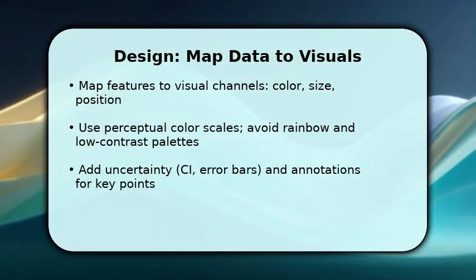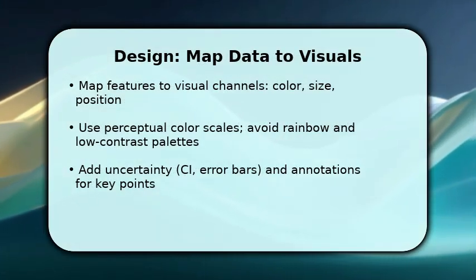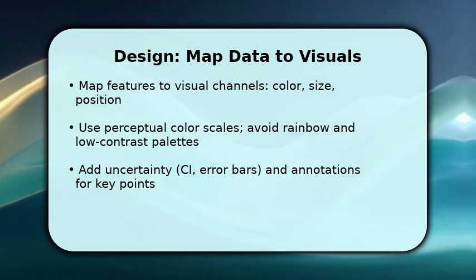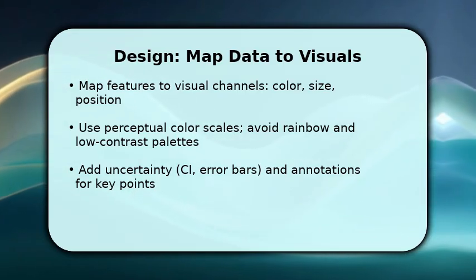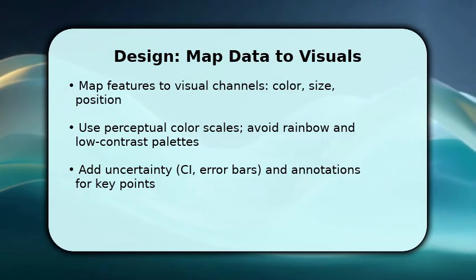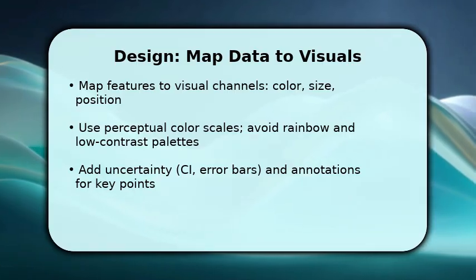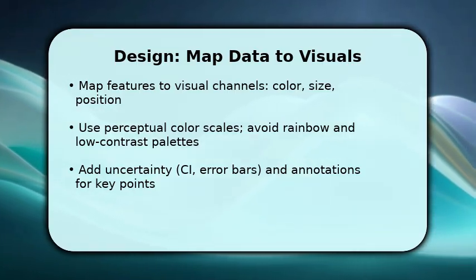You now map data to visual channels deliberately. Color for categories, size for magnitude, position for order. That makes patterns pop. Use perceptual color scales to preserve interpretability and avoid rainbow illusions. Once mapped, layer uncertainty, confidence intervals, or error bars so viewers trust the message.